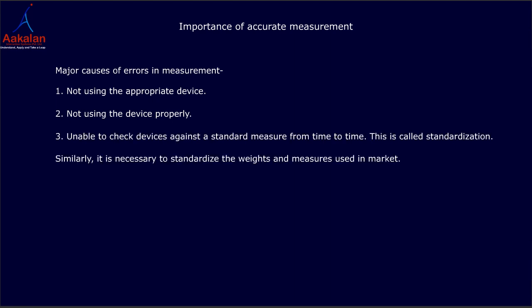Major causes of errors in measurement. First, not using the appropriate device. Second, not using the device properly. Third, being unable to check devices against a standard measure from time to time. This is called standardization. Similarly, it's necessary to standardize the weights and measures used in the market.